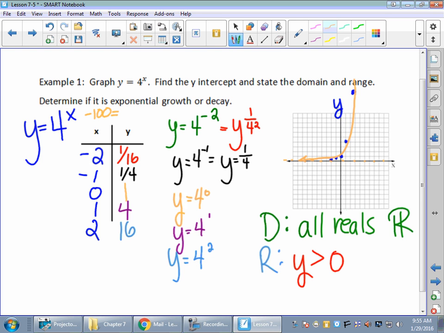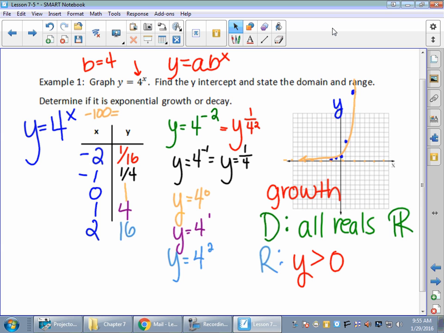And last but not least, it asks for exponential growth or decay. Well, first of all, if I look back at my equation and I know that y equals ab to the x, my b value is 4. If b is greater than 1, I know it's exponential growth. I also look at my graph. If you read it like a book from left to right, it's going up. So I know it's growth. Either way works. When we get into the third graph, it might look a little bit crazy. So I wanted to make sure we looked at the equation too.